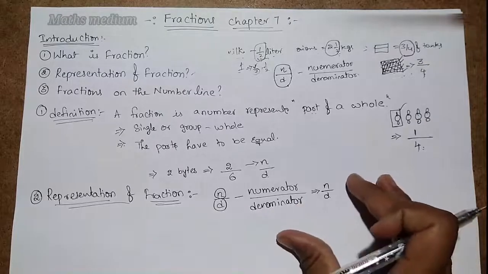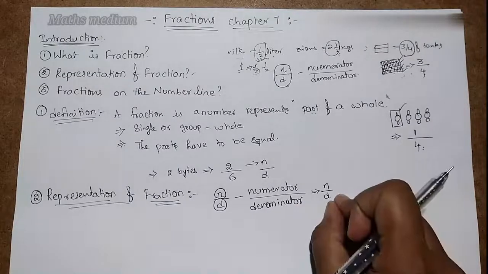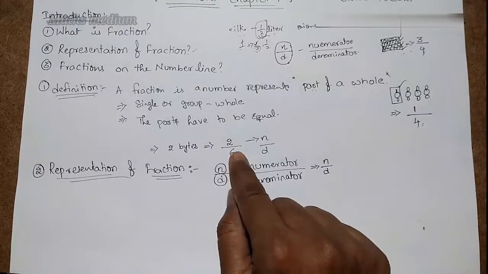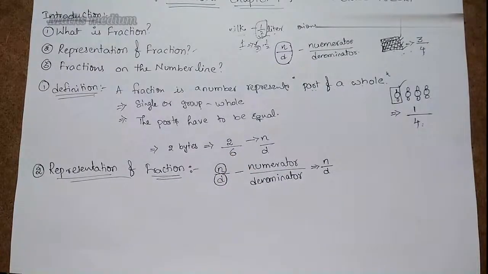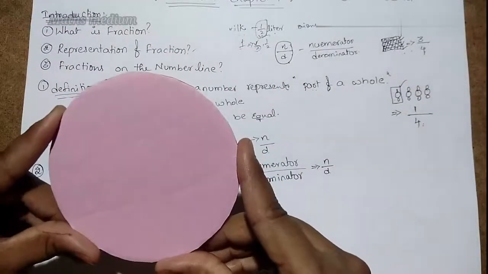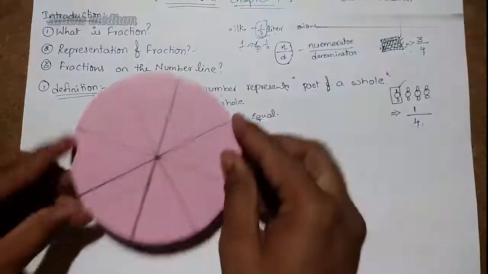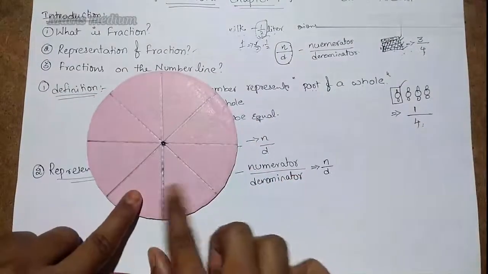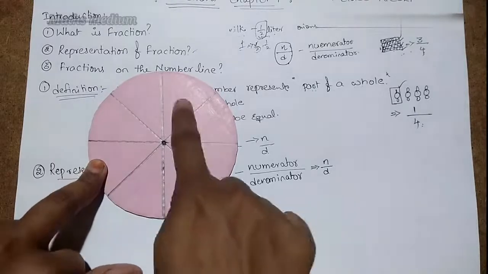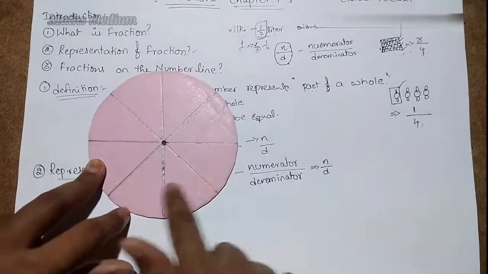Throughout this chapter, I am going with this short trick, that is n by d. In this, I explained with a small activity. Here also, I am going to explain with a small cardboard. Take the circle here and divide it into as many equal parts as possible. You can. I divide this into 8 parts. See here, 1, 2, 3, 4, 5, 6, 7, 8. It is in equal parts.